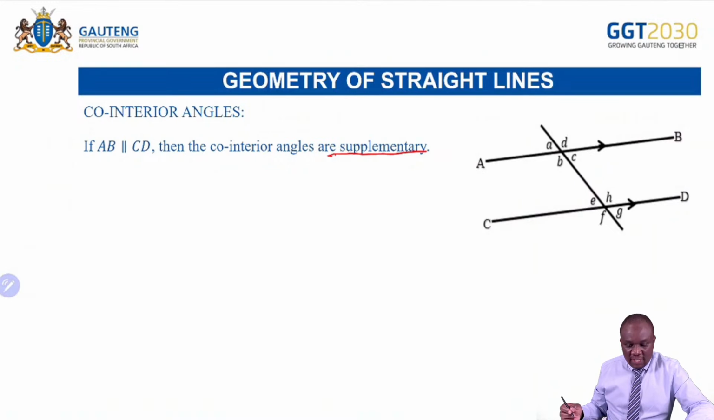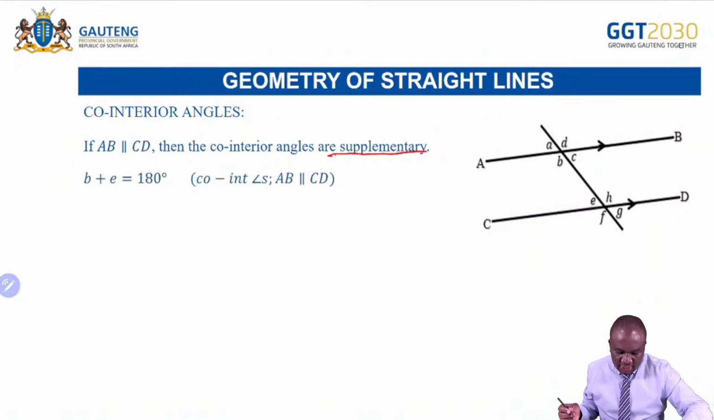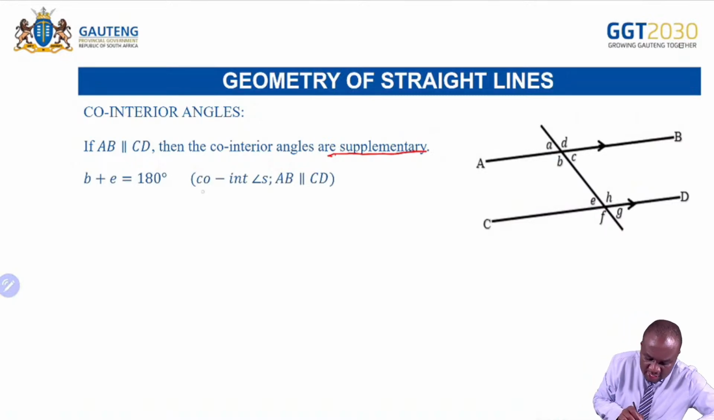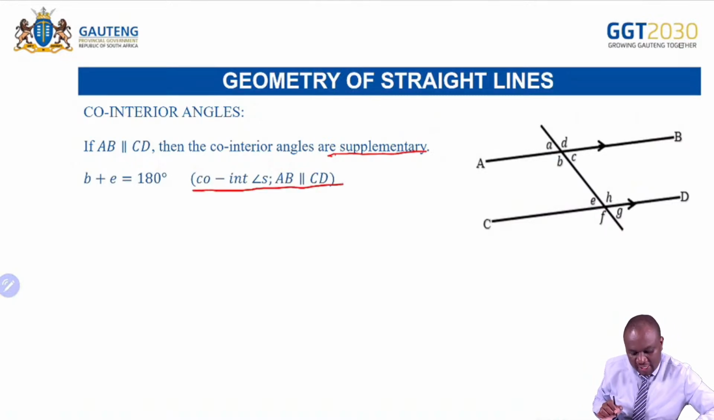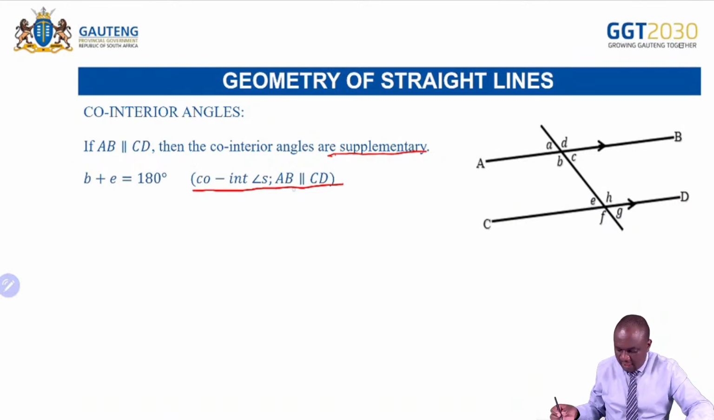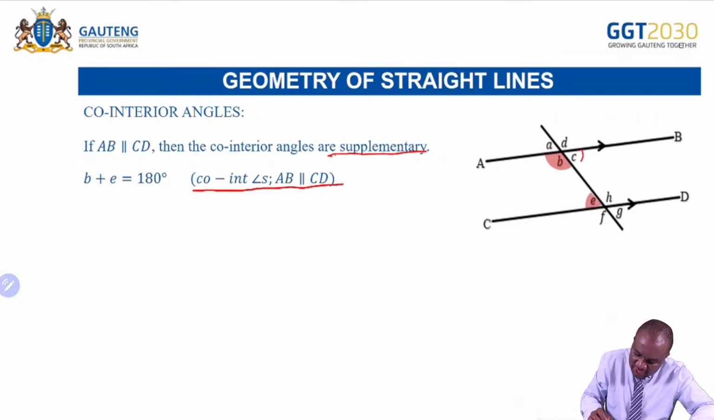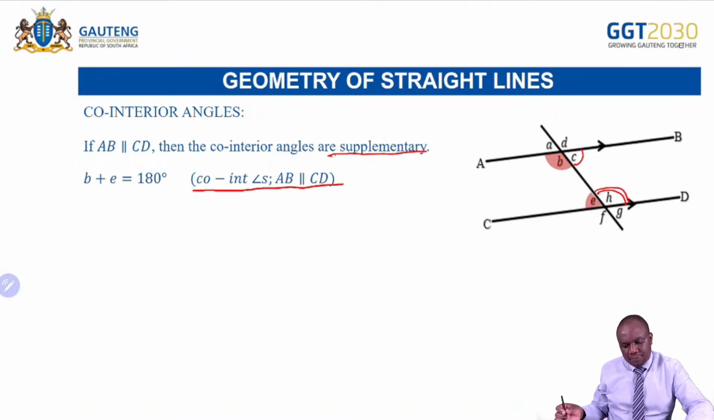Right, welcome back. Which are the angles that are co-interior? We have angle B and angle E. The reason that we say co-interior angles and then state the lines that are parallel, AB parallel to CD. So B and E, do you see that? And also we have C and H. They are not equal, but they are supplementary. These are co-interior angles.